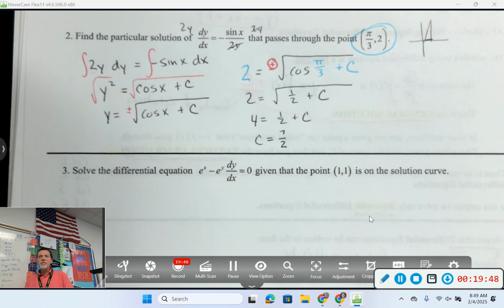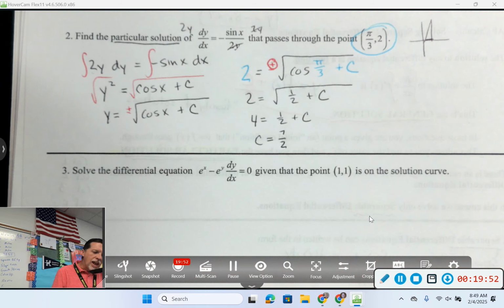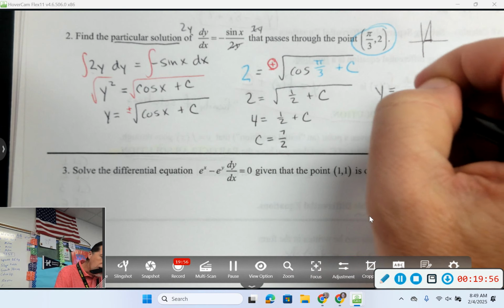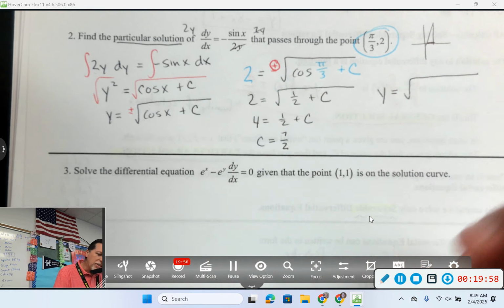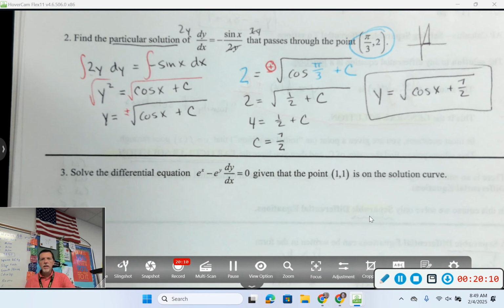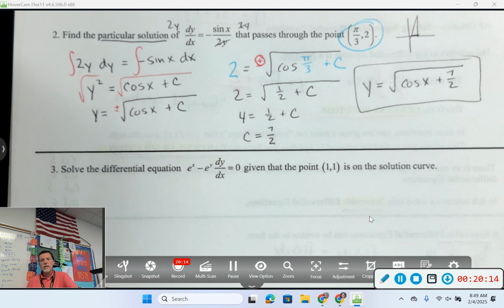Okay, so I'm kind of done with the math, but when it says find the particular solution, it means I need to write the answer. I haven't really done that yet. So y equals the square root, the positive version, of cosine of x plus 7/2. Separate, integrate, algebraificate.